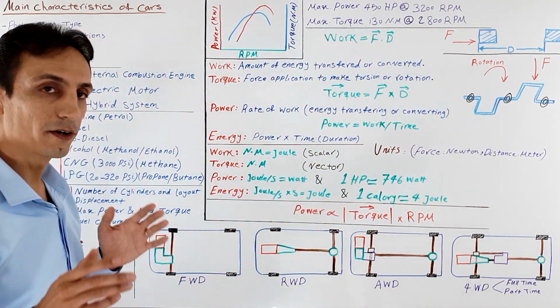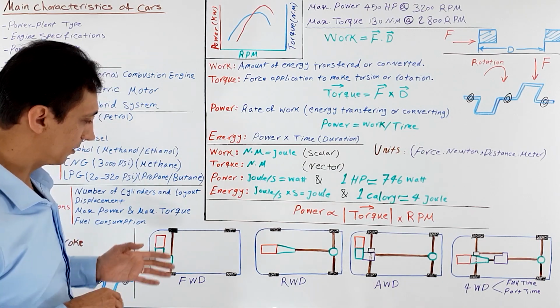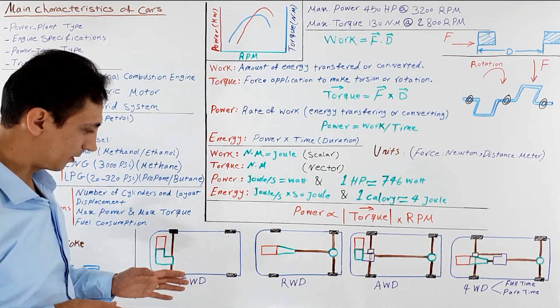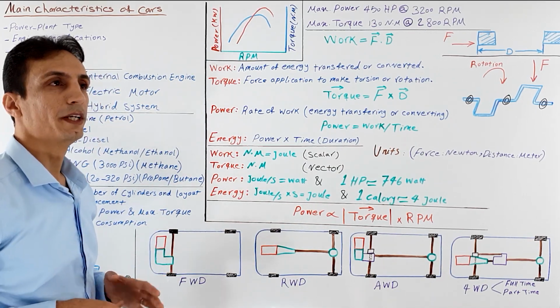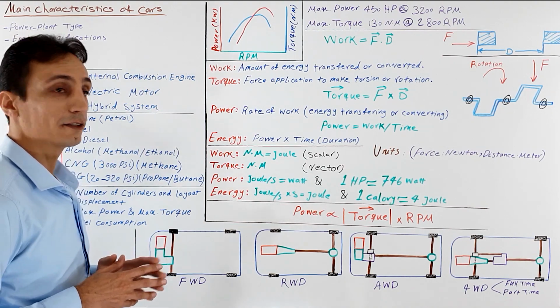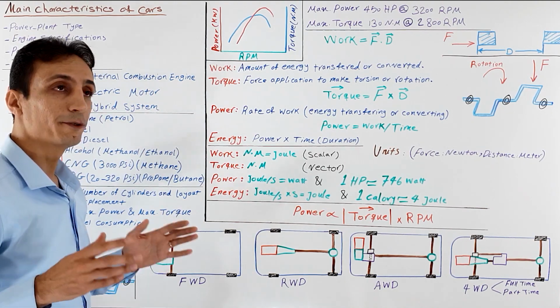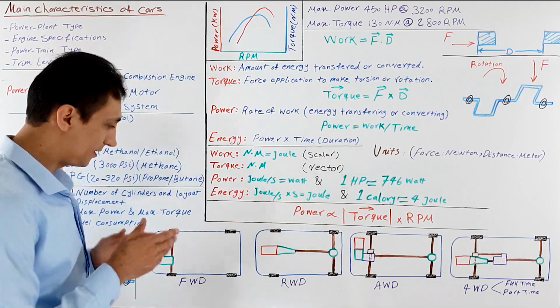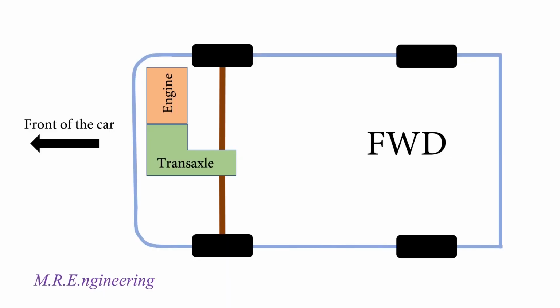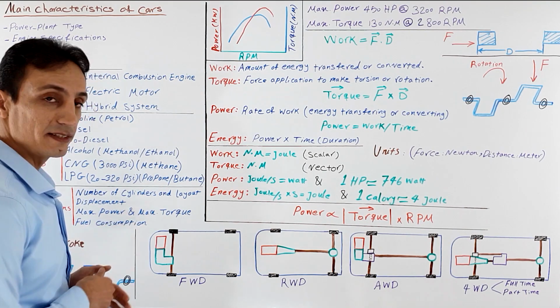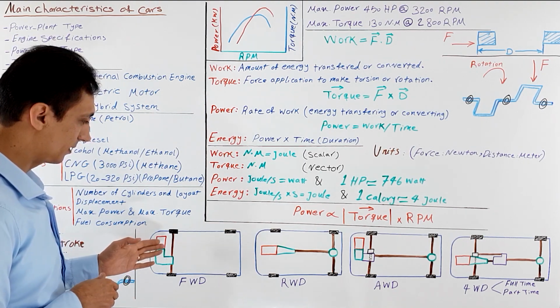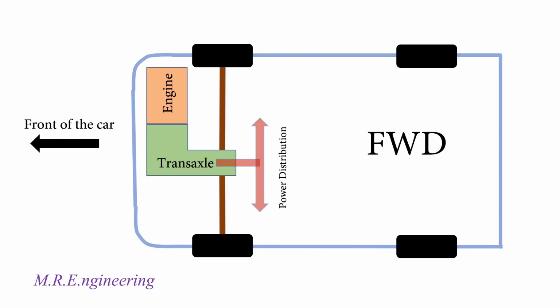But if you look at the cars around you, you can find out that the most common type is this one. Front-wheel drive system is very suitable for city and highway driving and also for commuting. And for those who are looking for a car with fuel efficiency, this one is the recommended one. And power transition in this system is very straight. After engine, we have transaxle and then driving shafts and wheels and tires.